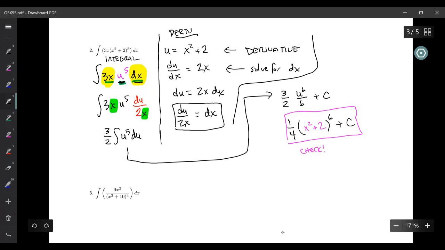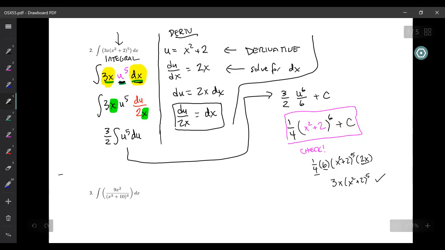If I took the derivative of this, 1/4 times 6, x squared plus 2 to the 5th power times 2x. All right, so let's see. 2 divided by 4 is 3. That's not even correct. 2 divided by 4 is 1/2. 1/2 times 6 will give me a 3. We still have that x here, and then x squared plus 2 to the 5th. So this matches the integrand.